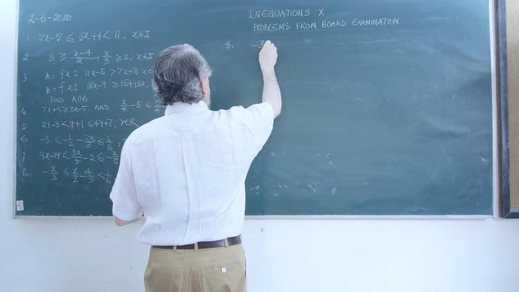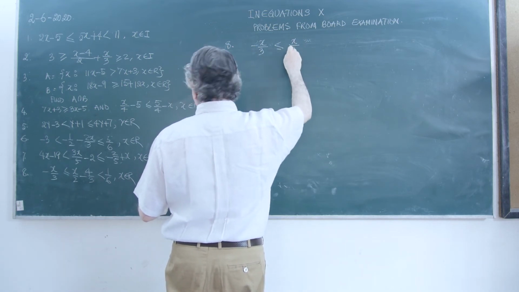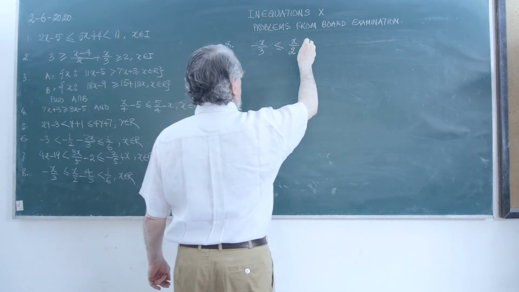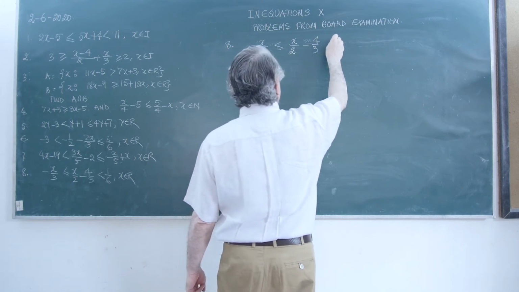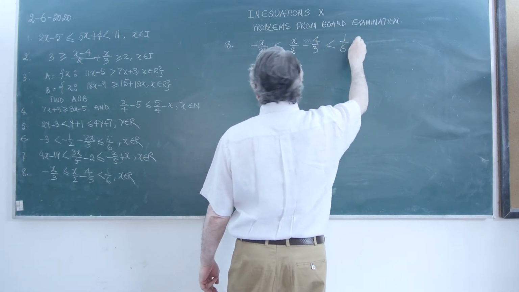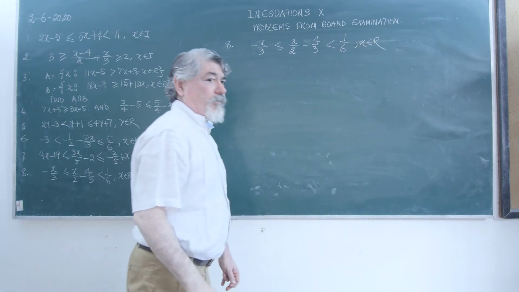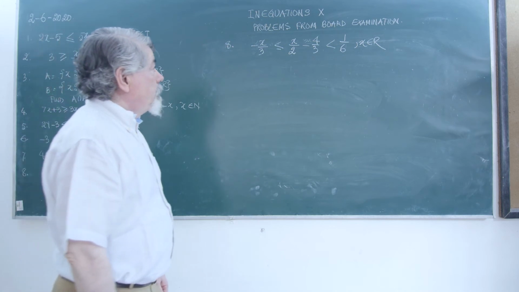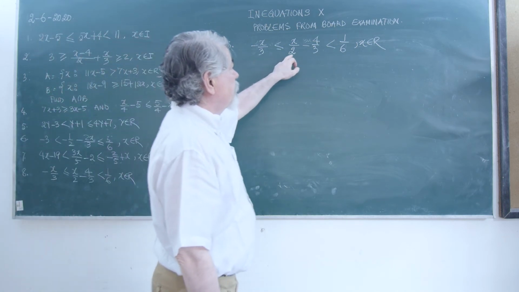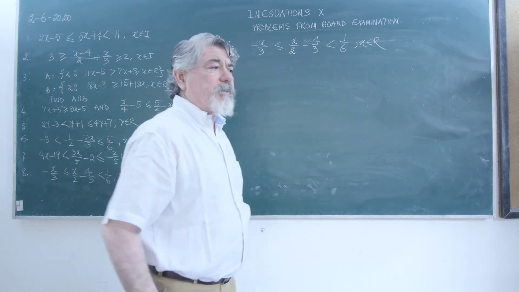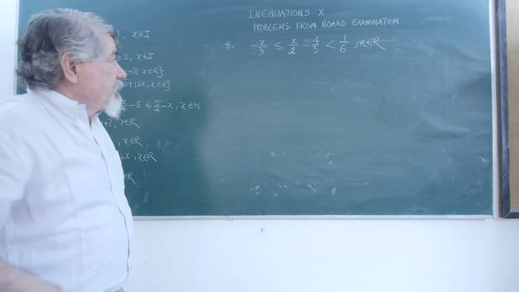Minus x upon 3 is less than or equal to x upon 2 minus 4 upon 3 less than 1 upon 6. x belongs to the set of real numbers. Again, the replacement set is the set of real numbers. Again, you see that 3 is there, 2 is there, 3 is there, 6 is there in the denominator. Let us multiply the complete inequation by 6.